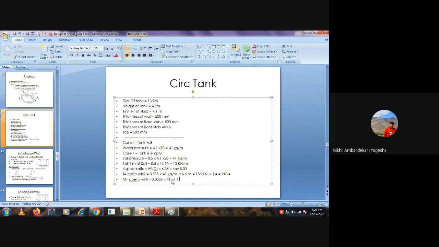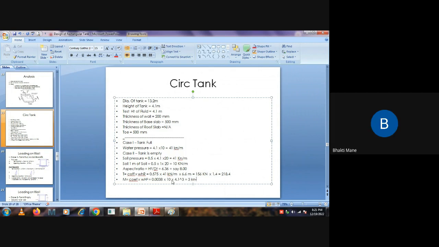into, or maybe simply you can just write 10 into 4.1 cube. I will do it like this. That will be very easy. Now, can you please calculate this? 2.62. How much? 2.62. Correct. So let's say 3 kilonewton per meter.